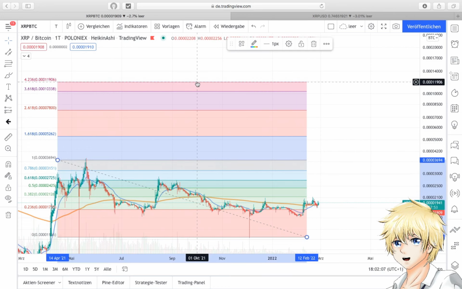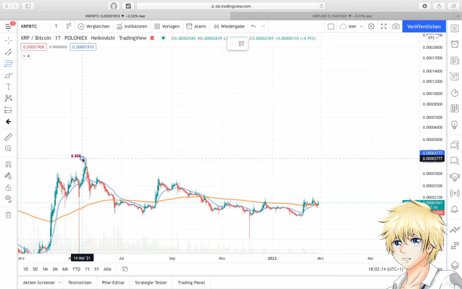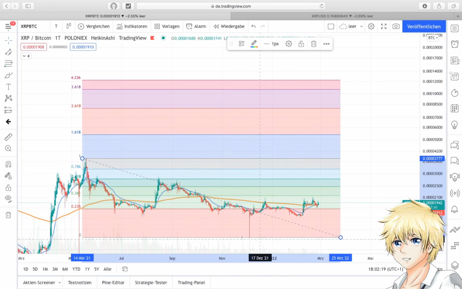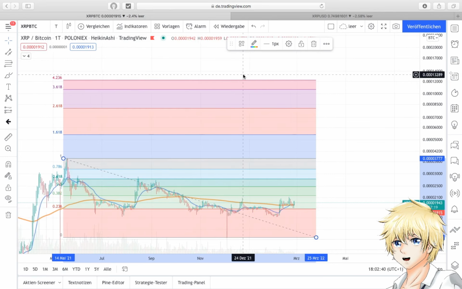As usual, I did the fib levels, so I can do it again from scratch with some explanation. We have a top here and the bottom here. I take the top as a 1 Fibonacci and the bottom as the 0. And then I can see a potential target coming up here at the highest level of the 4.236. So a potential target for the XRP BTC chart is 0.0001. 0.001 is a potential target.